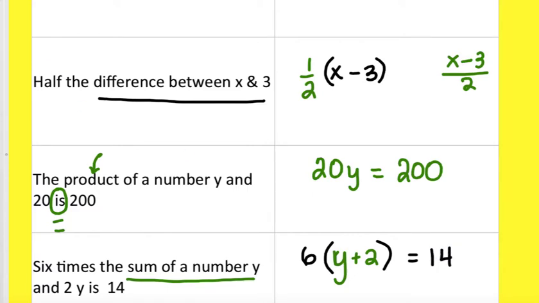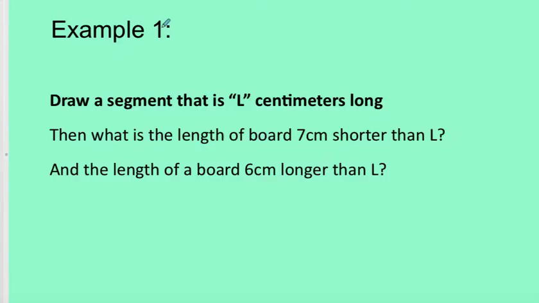All right, so let's look at some new stuff. Example 1 is how we bring geometry into this. If I draw a segment that is L centimeters long, a segment is a piece of a line that has 2 distinct endpoints. So if I draw a segment and I call it L, if I want the length of a board 7 centimeters shorter than that segment or that board, it would be L minus 7.